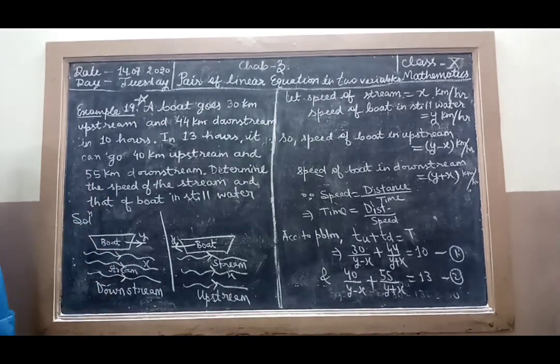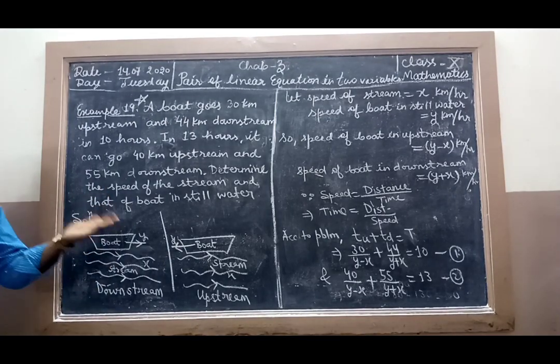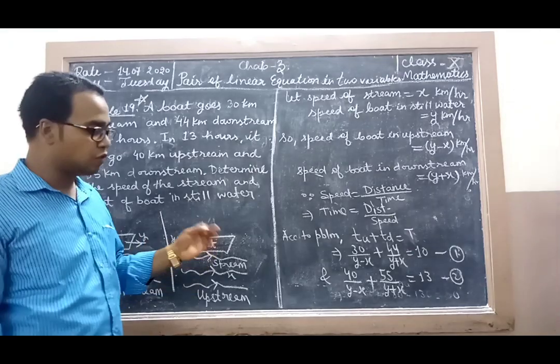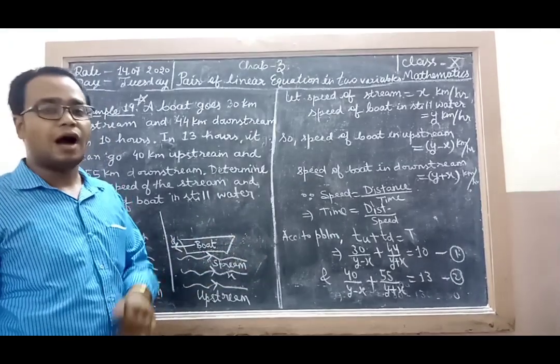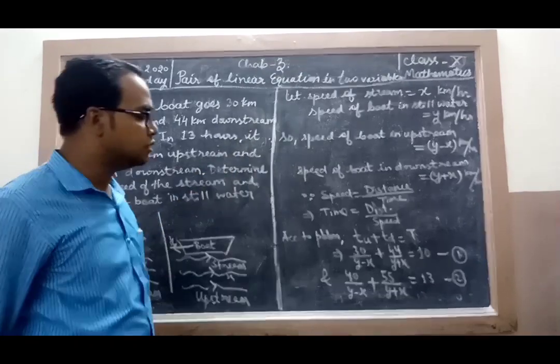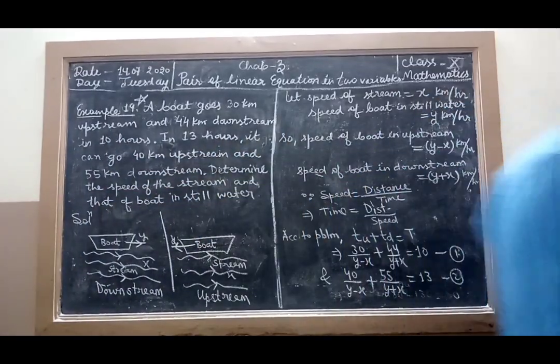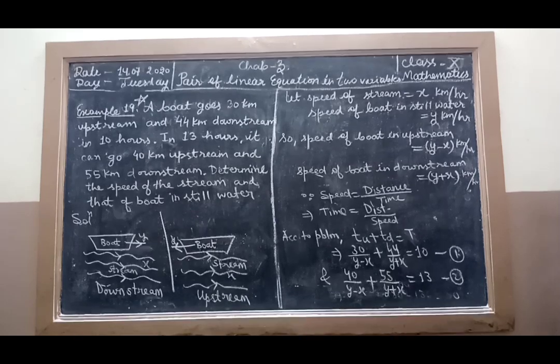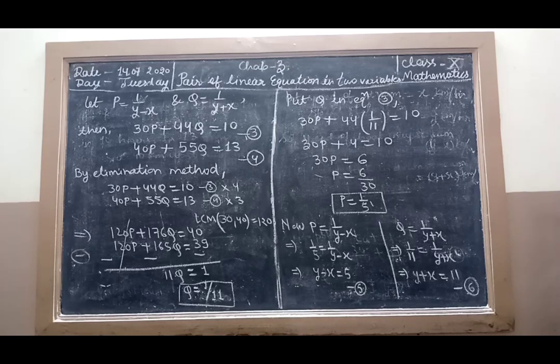Now these are two equations. We reduce them to simple linear equation form, then solve. After that we get x and y, which are the speed of stream and speed of boat in still water. Now students, we convert the equation into reducible form.